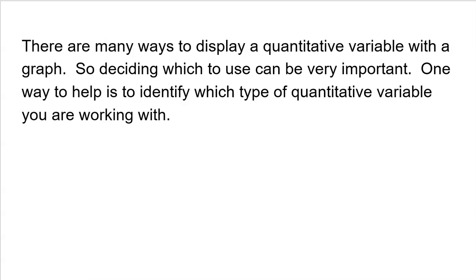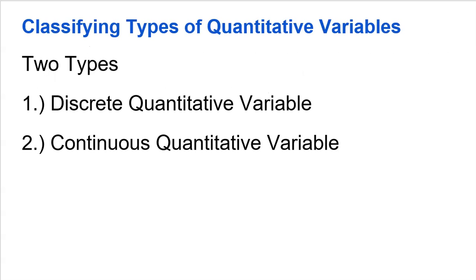All right, there are many ways to display a quantitative variable with a graph. A lot more options here than we have with categorical data. So deciding which to use is very important. One way to help is to identify which type of quantitative variable you're working with. We have learned that there are two types of variables, but when it comes to quantitative, there are also two different types that fall underneath that. The two specific types of quantitative variables are discrete quantitative variables and continuous quantitative variables.